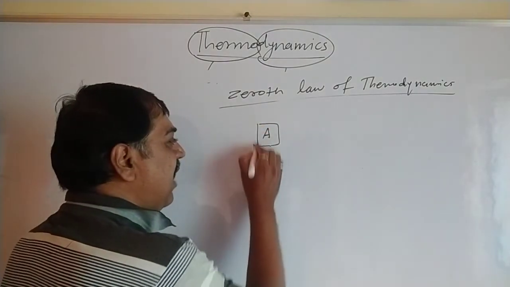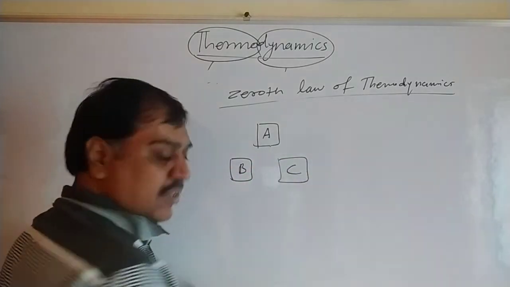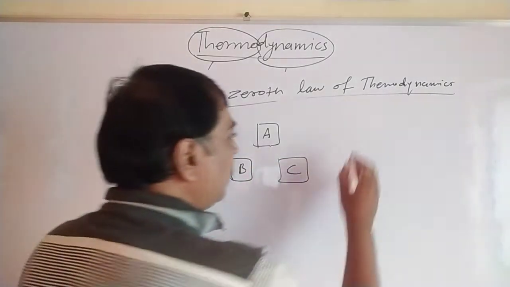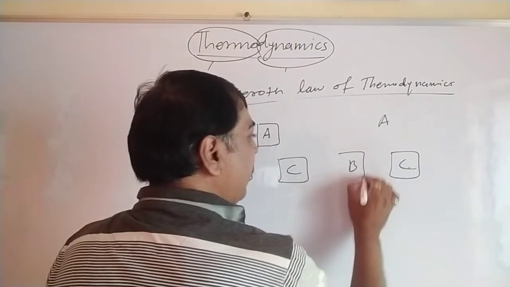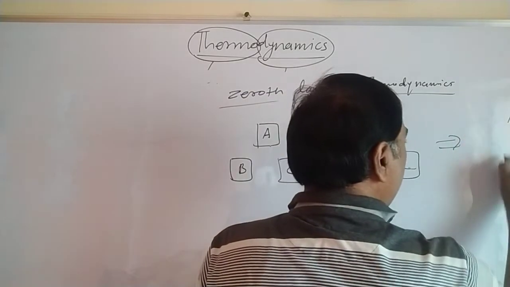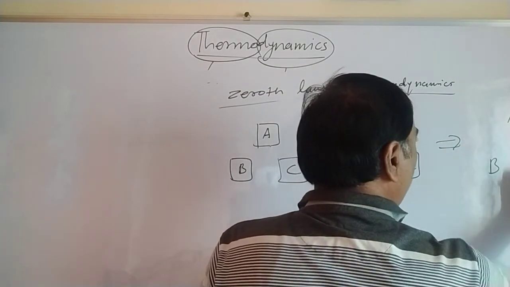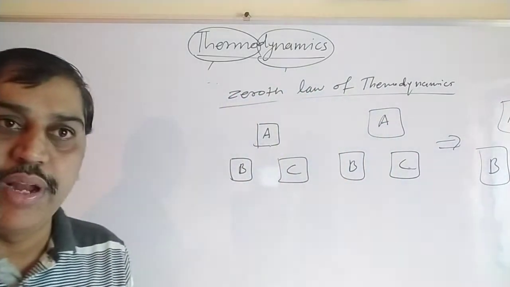This is A, this is B, this is C. Such a diagram they have drawn, so I will draw the diagram first. A, B, C: all these are three different bodies. Finally here again they have drawn A, B and C. The three bodies they have shown are body A, body B and body C.